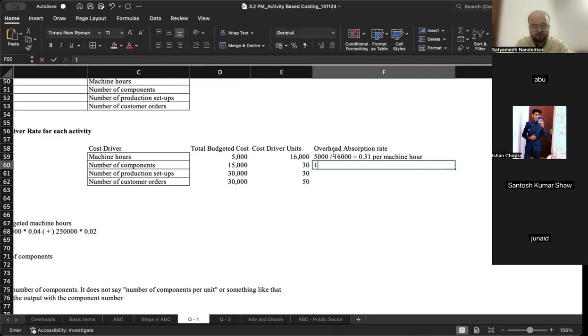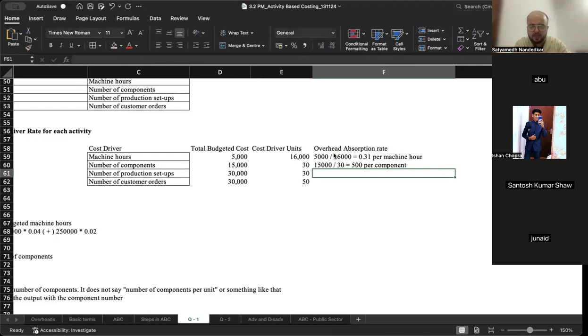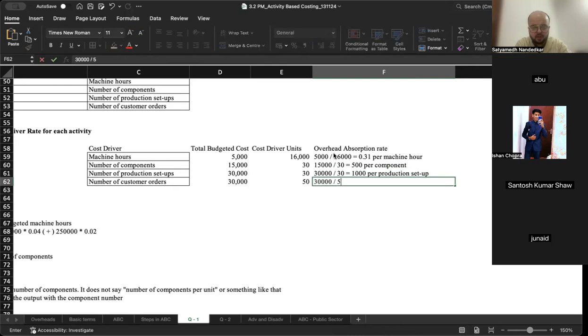Okay. Then 15,000 upon 30 is 500. But what is 500? 500 per component. 30,000 upon 30. That is 1,000. 1,000 for what? 1,000 per production setup. And 30,000 upon 50. What will you get? You will get 600. But what is 600? 600 per order.